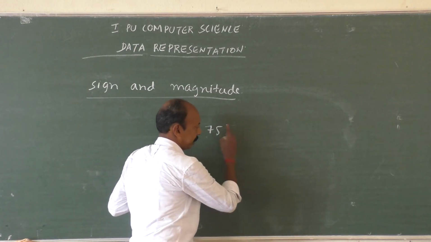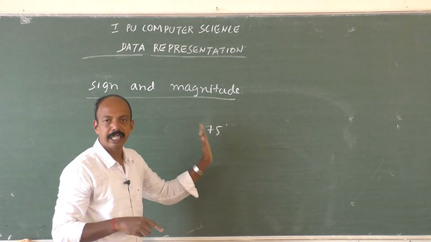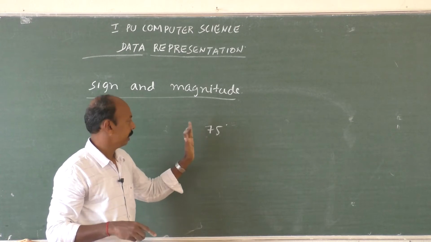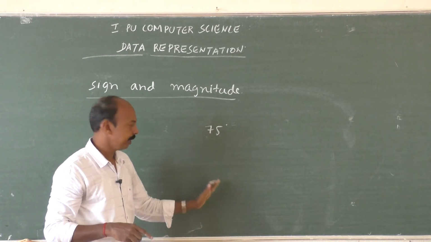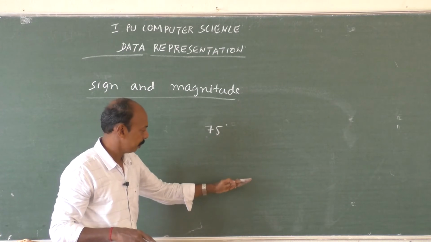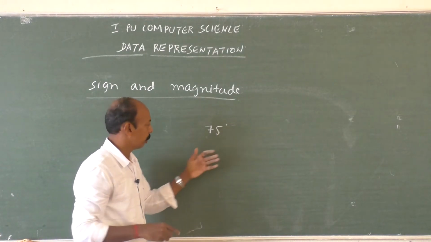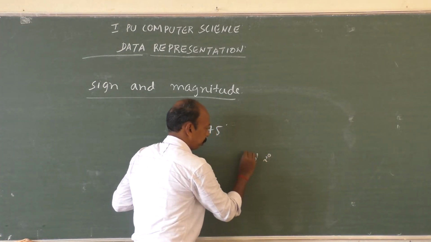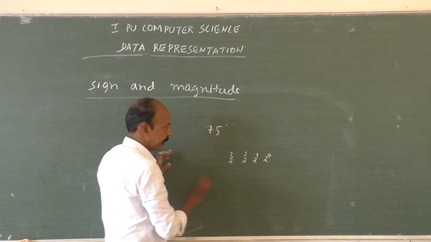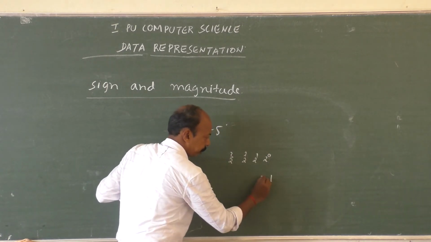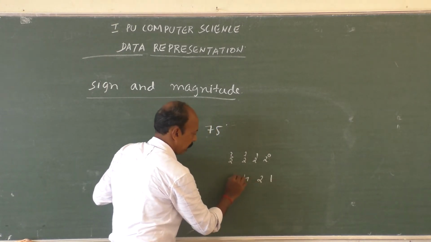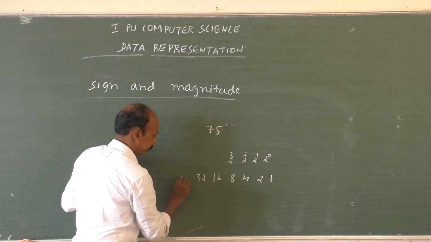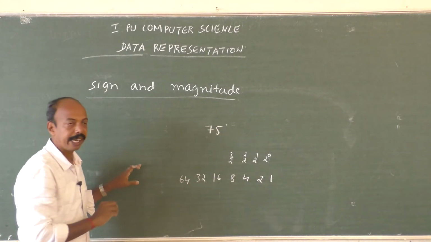Simple method is, you can keep on dividing by 2, write the quotient and remainder, keep on dividing the quotient till the quotient becomes 0, then write all the remainders from bottom to top. Or one more method: 2 to the power 0, 2 to the power 1, 2 to the power 2, 2 to the power 3, etc. The values we know: 1, 2, 4, 8, 16, 32, 64, next one will be 128.